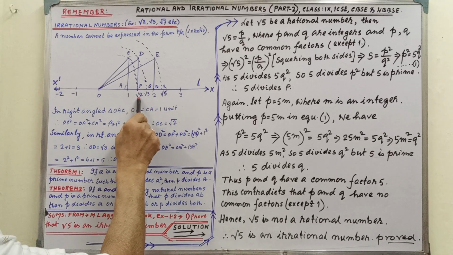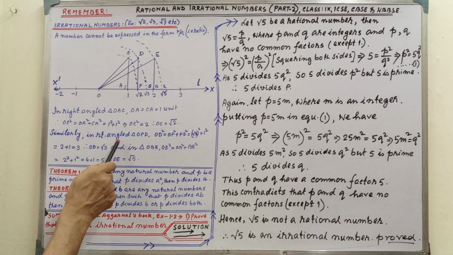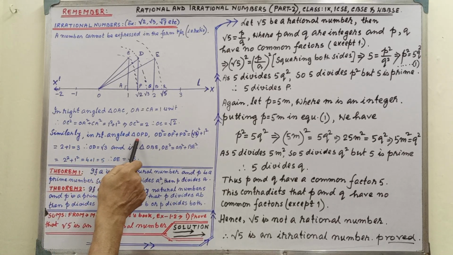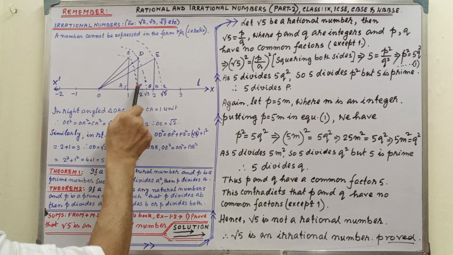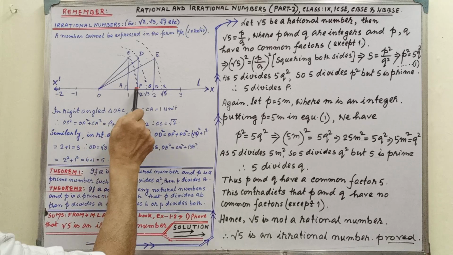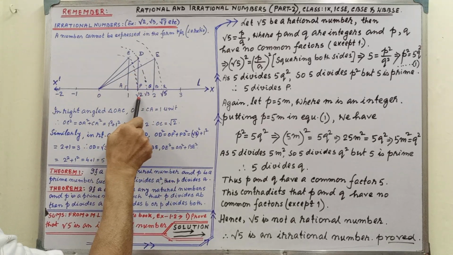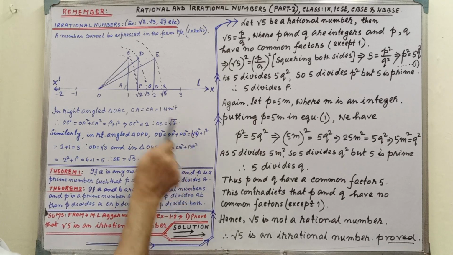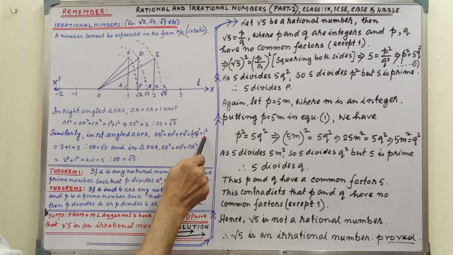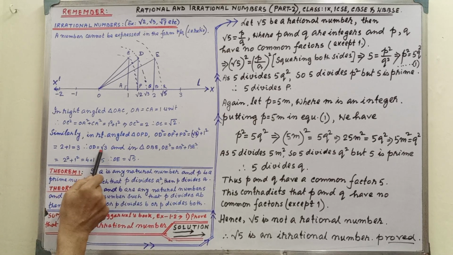This value is root 2 and it is denoted by P. Similarly, in right angle triangle OPD, OD square equal to OP square plus PD square. Here OP we got root 2, so OP square is 2, and PD is 1 unit, that is 1 square. So 2 plus 1, that is 3, OD equal to root 3. I think it is also clear.